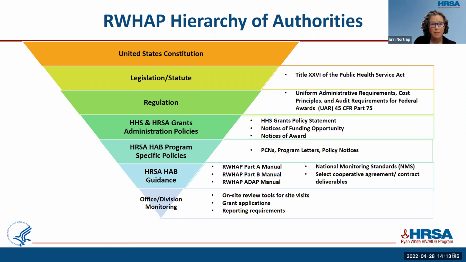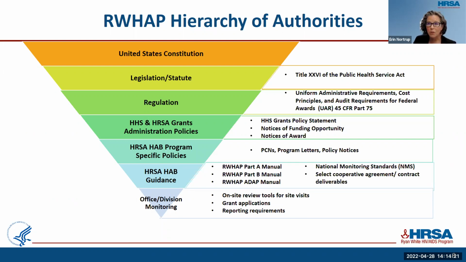Next, we have HAB guidance documents, such as the Part A and Part B manuals, then HAB TA documents, like the National Monitoring Standards, and each part's office or division has their own specific documents, such as reporting requirements. Guidance is a legal term that differentiates a guidance document from a regulation. Unlike a regulation, agency guidance does not have the force and effect of law. HAB TA documents are a type of guidance document. In this context, we're only talking about TA created by HAB or for HAB under contract.